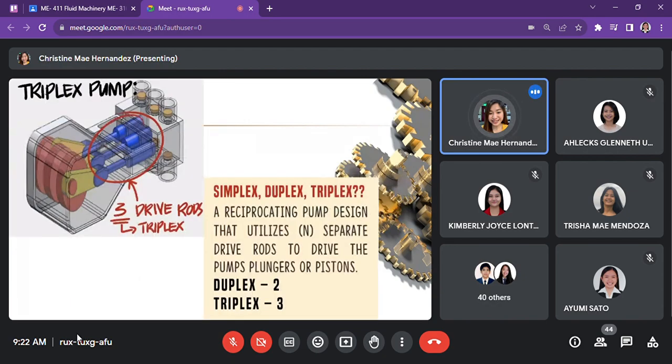So, ito yung sinabi pag triplex, so meron tayong 3 drive rods. So, pag duplex, meron lang tayong 2. So, yun yung difference between simplex, duplex, and triplex. So, yung kanyang drive rods.